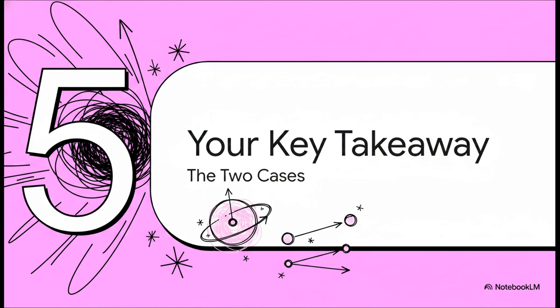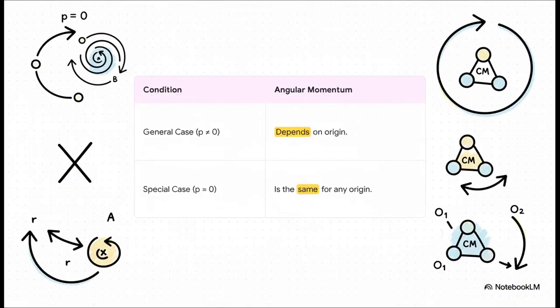We've been through the vector math and the concepts, but it really all boils down to two distinct cases. Here's the bottom line. In the general case, if a system has some net linear momentum, if it's actually moving from point A to point B, then the angular momentum you calculate will absolutely depend on where your origin is. But in that one special case, where the total linear momentum is 0, which is always true in the center of mass frame, then the angular momentum is the same for any origin. It becomes a fundamental property of how the system is spinning internally.